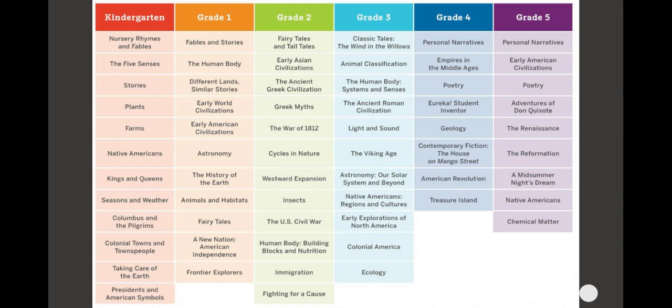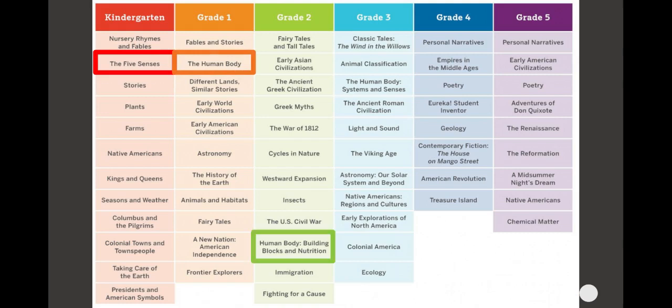In CKLA, student knowledge builds systematically over time. For instance, the knowledge and vocabulary learned in the 5 senses unit of kindergarten will prepare students for the human body domain in grade 1, human body building blocks and nutrition domain in grade 2, and the human body systems and senses domain in grade 3.